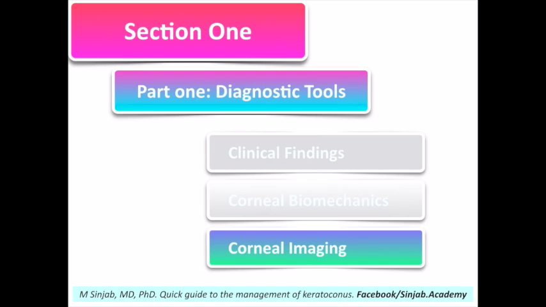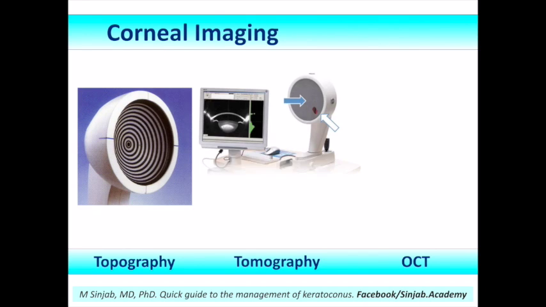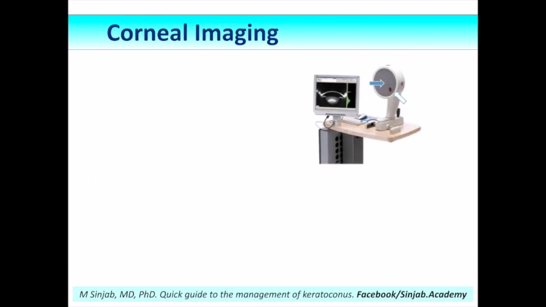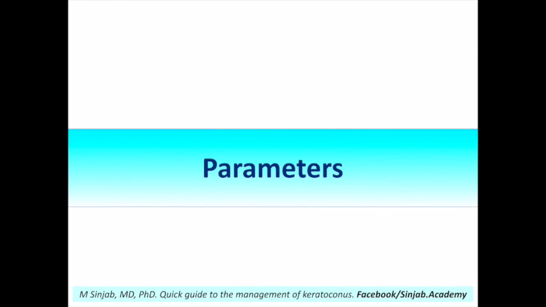In the last video, I talked about corneal imaging. We discussed the devices of corneal imaging, including the topography, tomography, and anterior OCT. And I discussed also the maps derived from tomography. They are the anterior sagittal curvature map, the anterior and posterior elevation maps, and the pachymetry map. In this video, I will talk about the parameters.